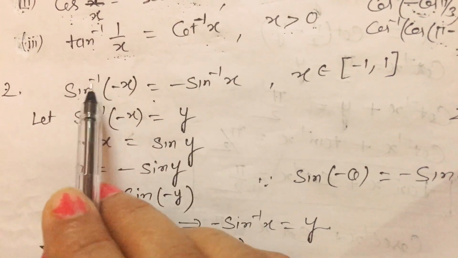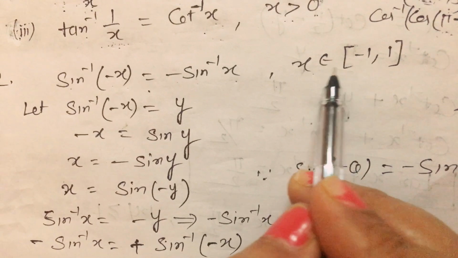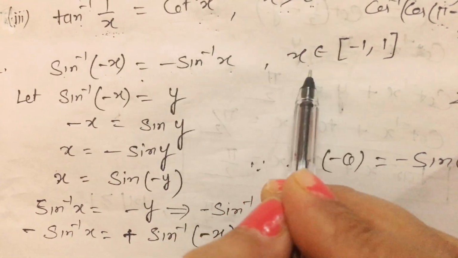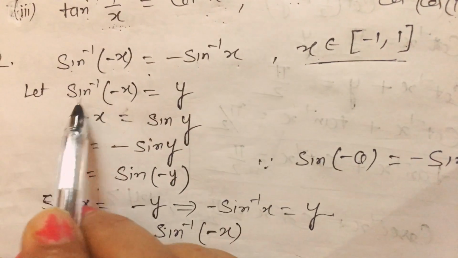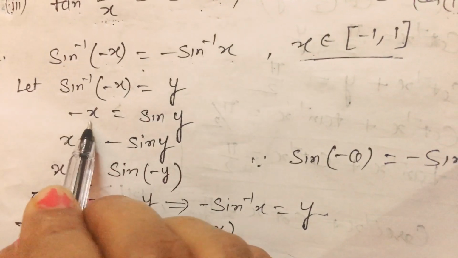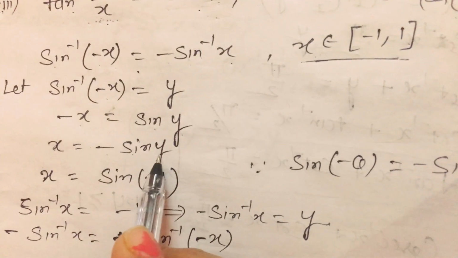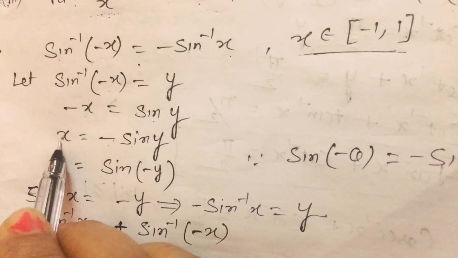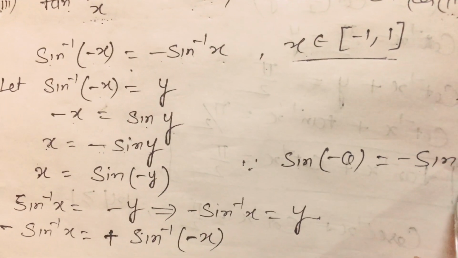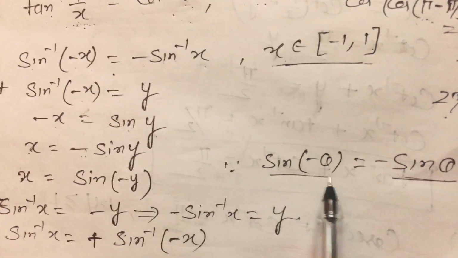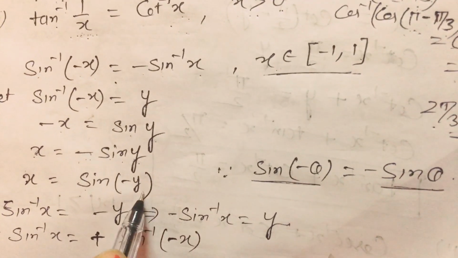Now the second property is sine inverse minus x. We can write it as minus sine inverse x, where x belongs to minus 1 to 1 in its domain. For showing this, I am taking this as y. So sine inverse minus x is y, then minus x is equal to sine y. Then x is equal to minus sine y. We can take negative on both sides. We know that sine of minus theta is equal to minus sine theta, so minus sine y is equal to sine of minus y.